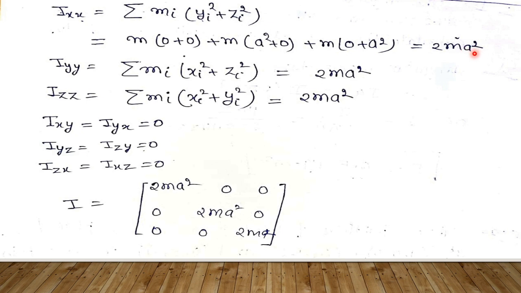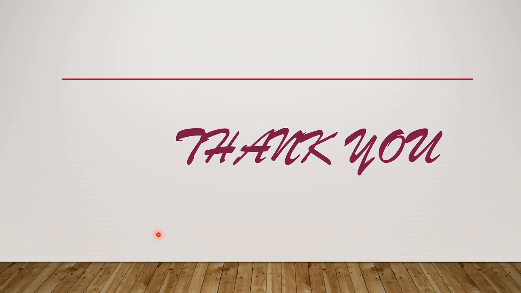We get 2m a square. Similarly, for Iyy we will have 2m a square, and for Izz we will have 2m a square, and all other terms Ixy, Iyx, Iyz, Izy, Izx, Ixz will be 0. So in the form of this, we have I equals 2m a square in diagonal form, and all other terms are 0. Now, thank you.